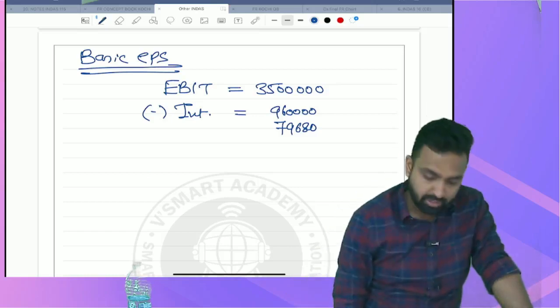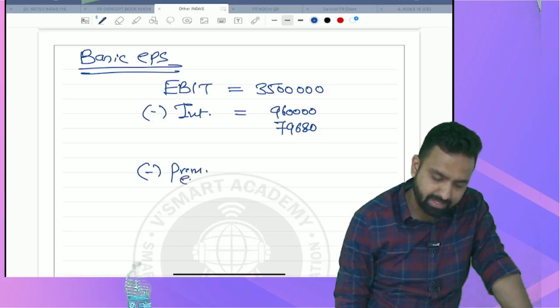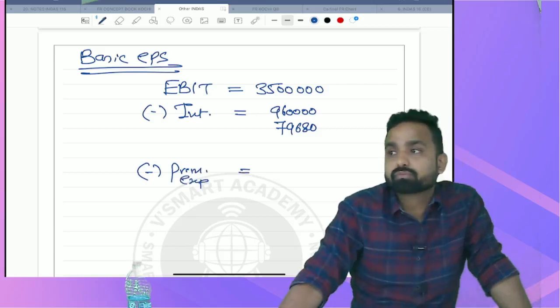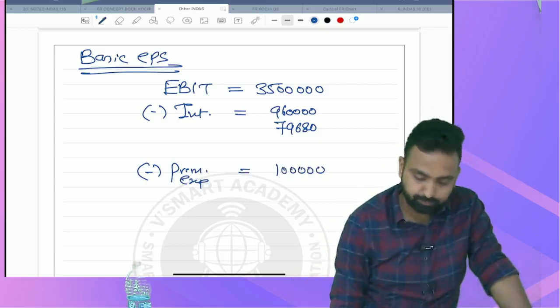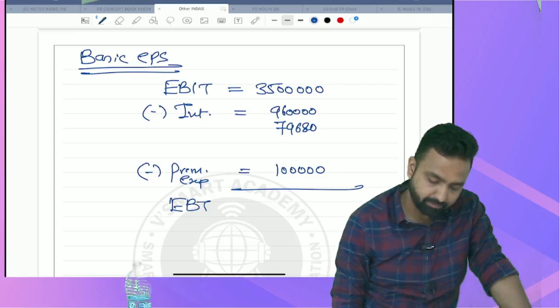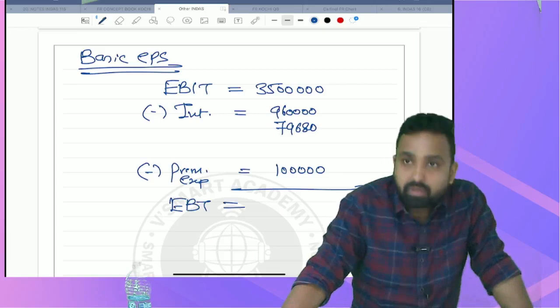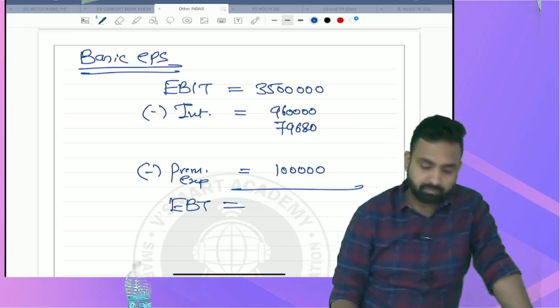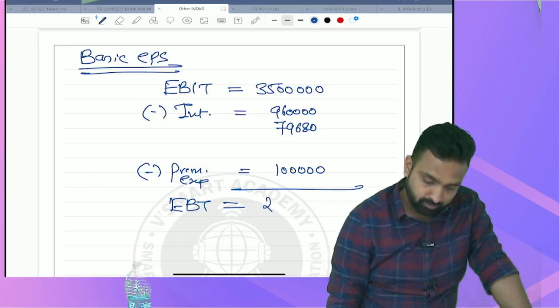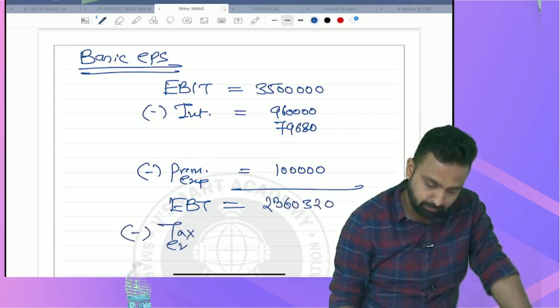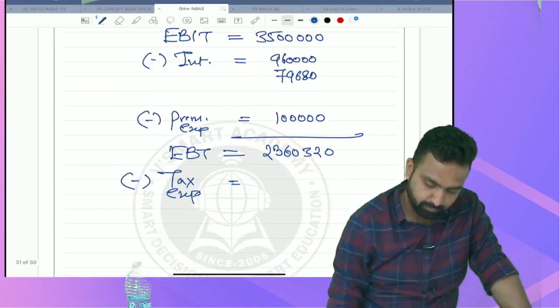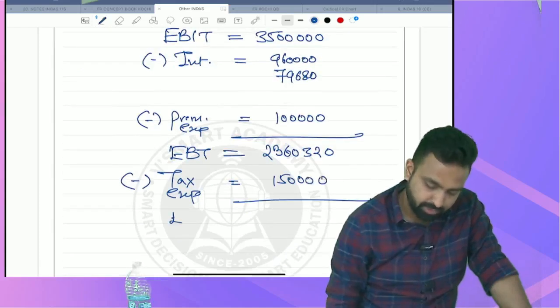Okay, fine. And other than that, is there any preliminary expense written off? How much? Now please tell me EBT. EBT. 23? 3? Okay, what is tax expense? 1,50,000. What is EAT?